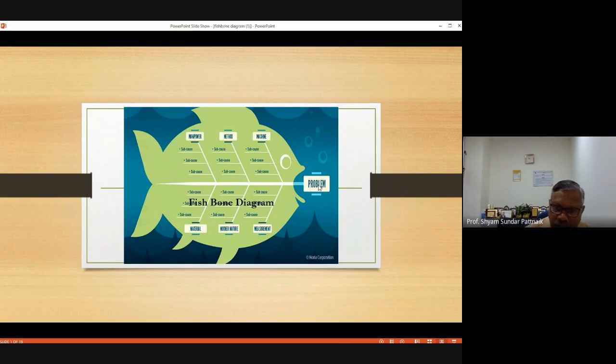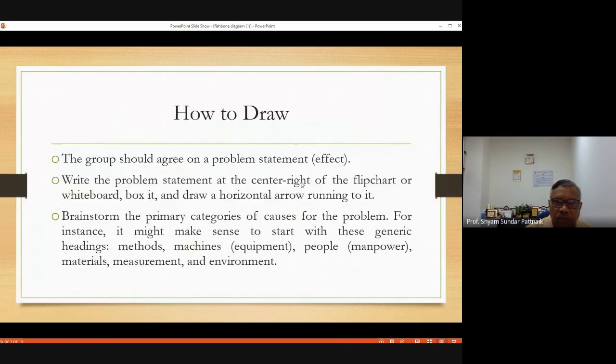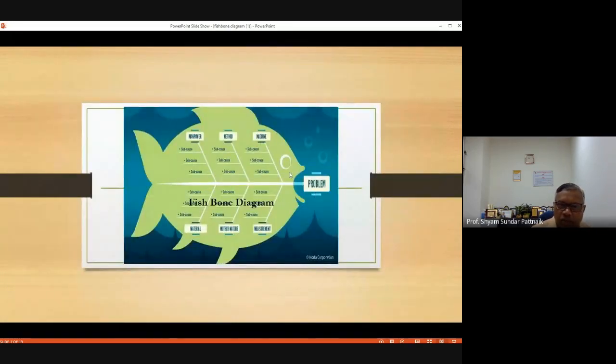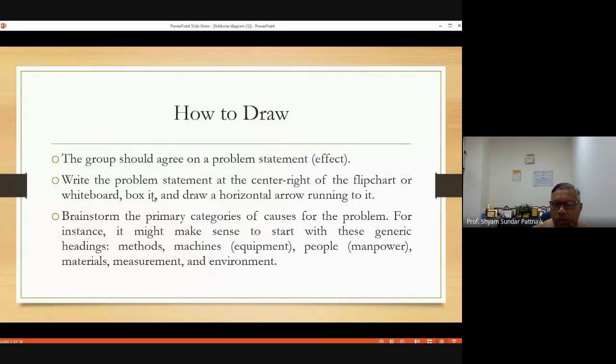This is the admission. Then for this admission, write the problem statement at the center right of the flip chart or the dashboard. Then draw a horizontal line on that. Then brainstorm the primary causes for this problem. Once the problem is accepted, the primary causes need to be decided. So for example, if you want to bring all six M's, then these causes are to be put on the main ribs. So the problem is here, and on the main ribs the causes are to be put. So the second point is to go for the causes.